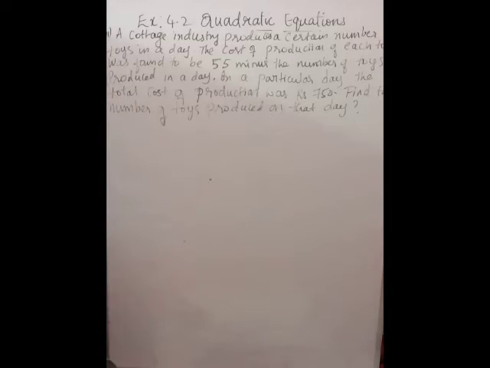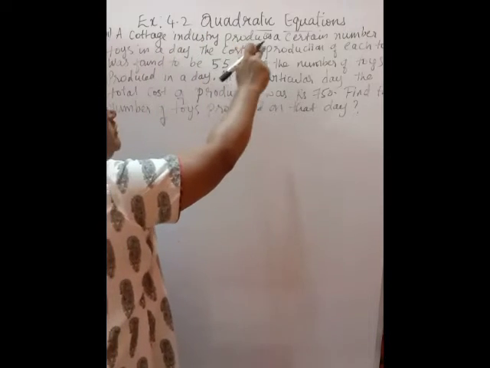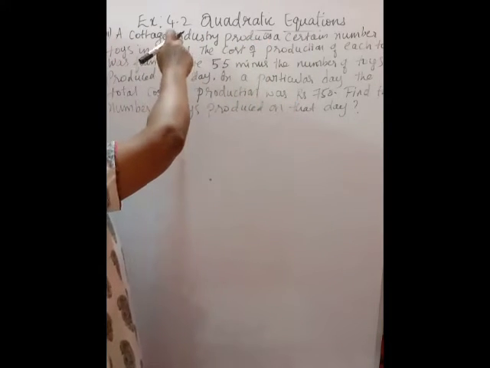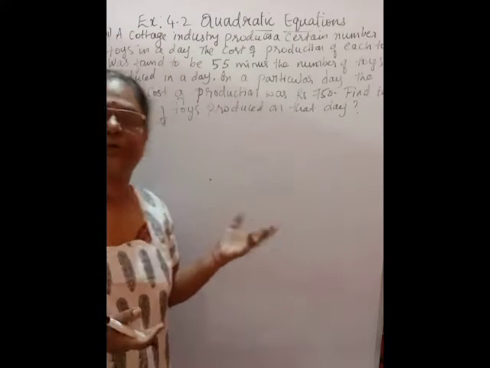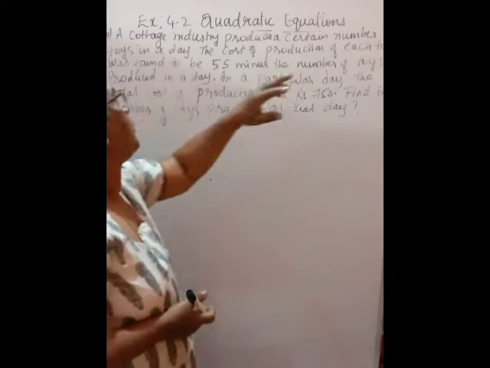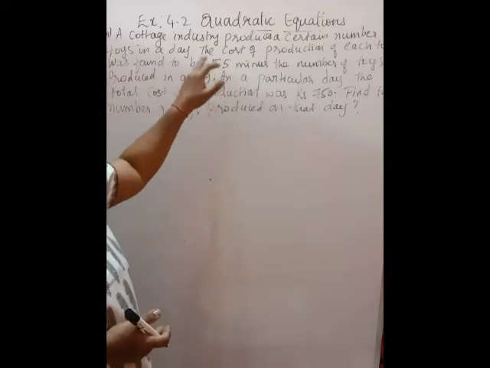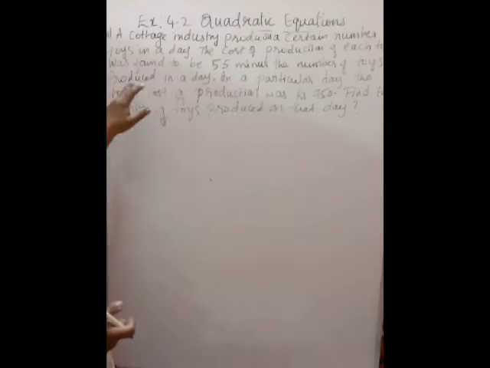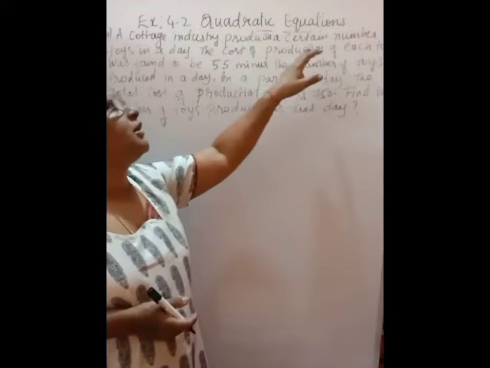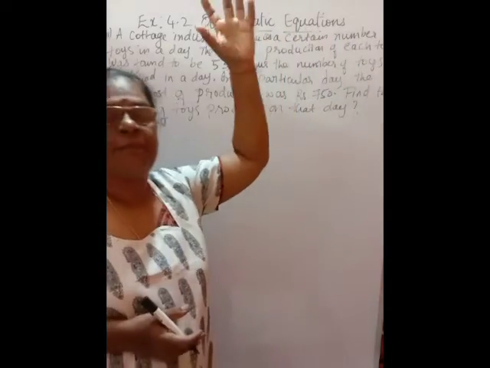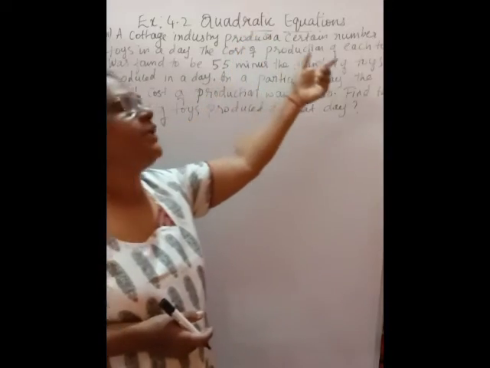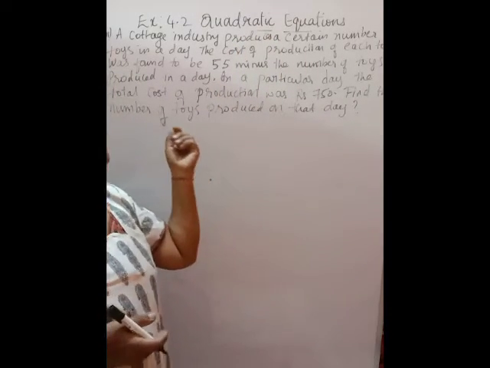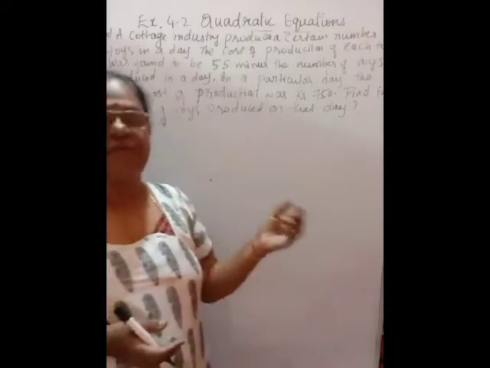Okay, so here in this problem, what they are asking you is, a cottage industry produces a certain number of toys in a day. We don't know how many toys they are producing, but the cost of production of each toy was found to be 55 minus the number of toys produced in a day. So what is the cost of production of each toy? That is nothing but 55 minus how many toys they are preparing per day. So that will be the price of each toy.